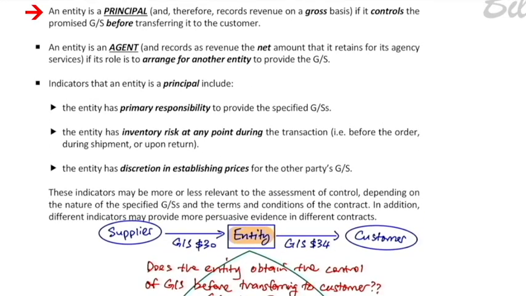The entity is considered as a principal. Revenue should be reported in gross if we control the goods and services before transferring to the customer. An entity is considered an agent and accounts for revenue based on commission basis if the role is to arrange for another party to provide goods and services. The following are factors to consider that the entity is a principal.